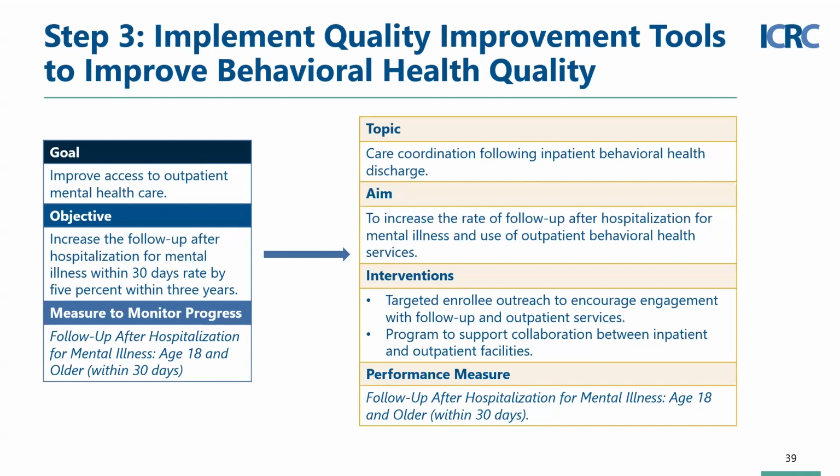For example, a state may set a goal to improve access to outpatient mental health care. To progress towards this goal, a state may implement a PIP that aims to increase the rate of follow-up after hospitalization for mental illness and use of outpatient behavioral health services through two interventions. The first is targeted enrollee outreach to encourage engagement with follow-up and outpatient services, and the second is a program to support collaboration between inpatient and outpatient facilities. Also, the measure used for this PIP is the same measure used in the goal and objective, which helps to align the quality improvement tool with the state's overall behavioral health quality improvement goals. Slide 40, please.